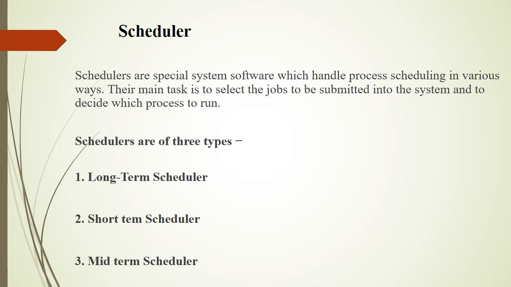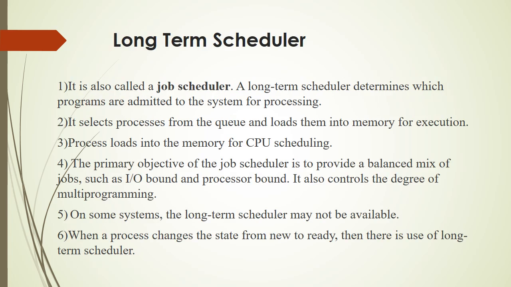Now let's discuss these schedulers one by one. First, we explore the long-term scheduler. It is also called a job scheduler. If the number of ready processes in the ready queue becomes very high, the overhead of the operating system for maintaining a long list, context switching and dispatching increases. Therefore, it is wise to let in only a limited number of processes for the CPU.